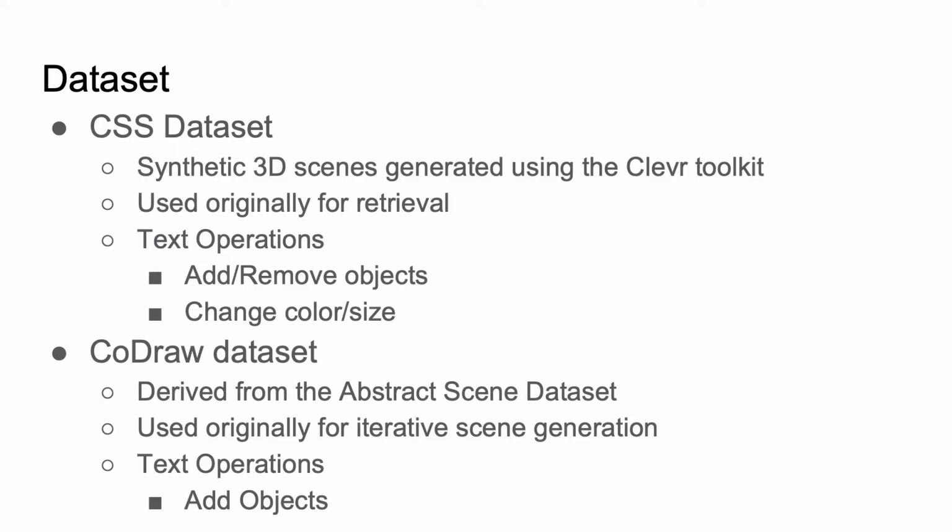So we are testing our method on two datasets. The first one is called the CSS dataset. It's a synthetic 3D scenes dataset generated using the CLEVR toolkit, and it was originally used for retrieval. There are multiple text operations including adding and removing objects, and changing colors and sizes of objects. The second dataset is called the CoDraw dataset. Basically, it's derived from the Abstract Scenes dataset, and it was originally used for iterative scene generation. And there is only one text operation in this dataset, which is adding objects.